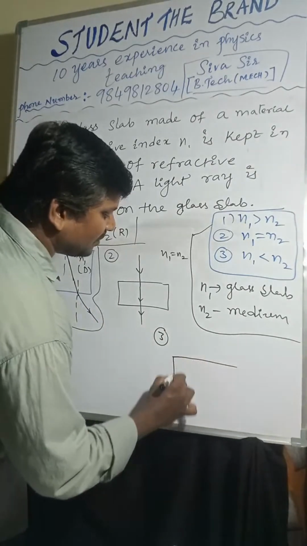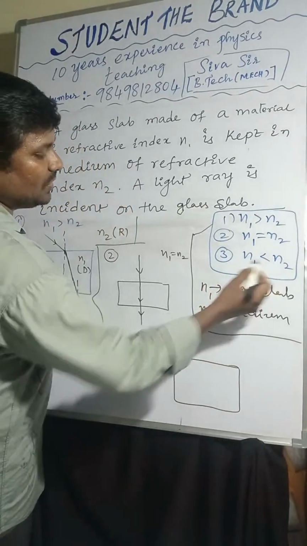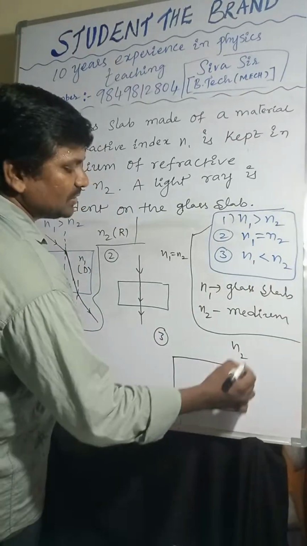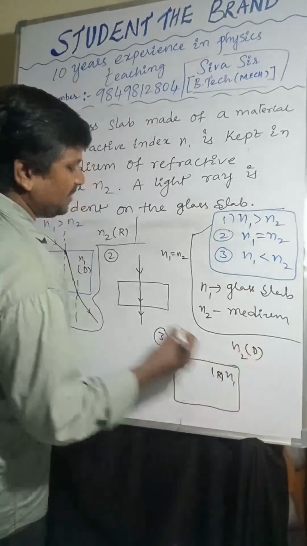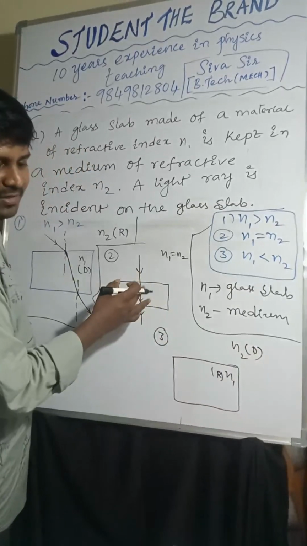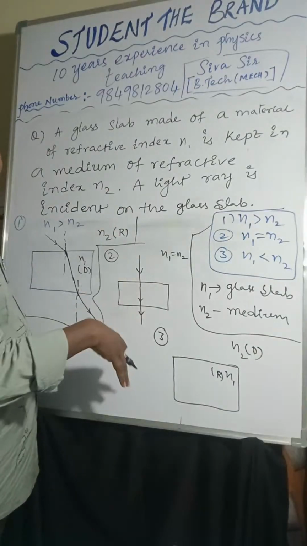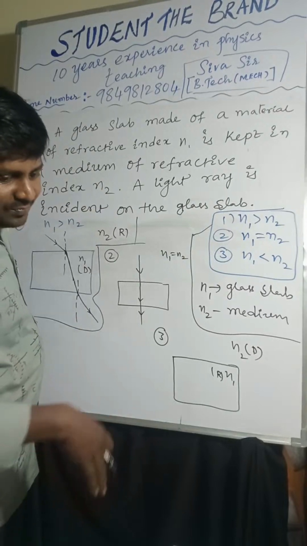Here in the third one you can observe N2 is greater than N1, which means this one is a rarer medium and this one is the denser medium. Here, both rarer medium and denser medium, anyway it is equal. That's the reason if the light ray is passing along the normal line, no deviation takes place. It moves along the same line.